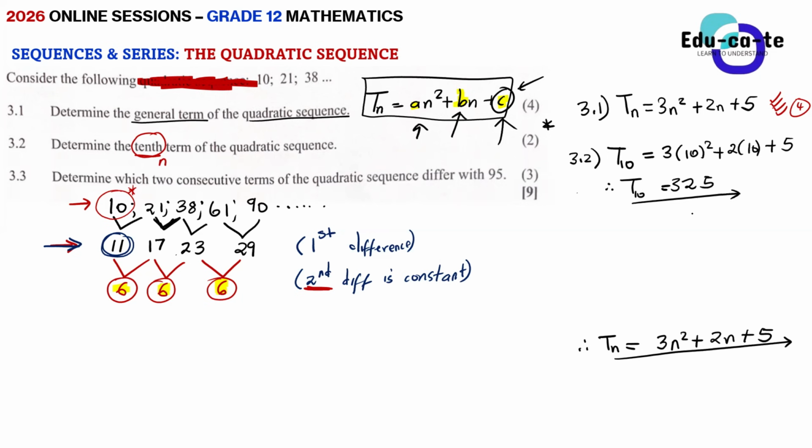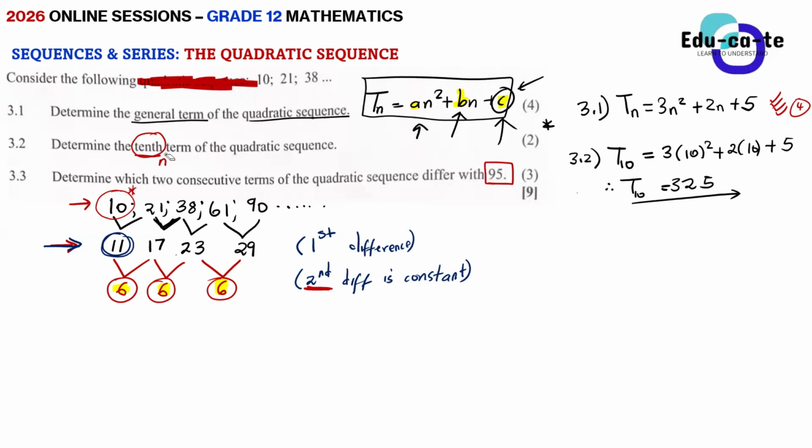Determine which two consecutive terms of the quadratic sequence differ with 95. Which two consecutive terms of the quadratic sequence differ with 95? Let's see, guys, how do you handle such in your life? Attempt. Sir, aren't we solving for n there? From the quadratic, we're going to substitute 95 for Tn.